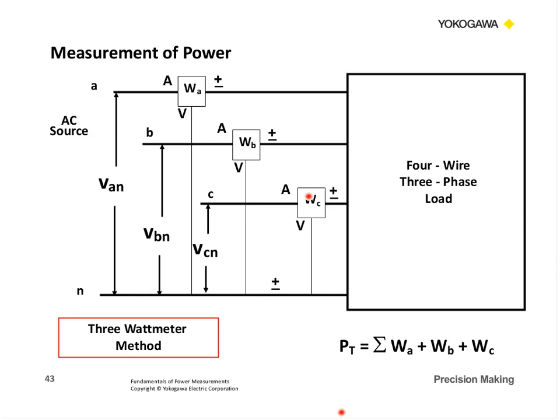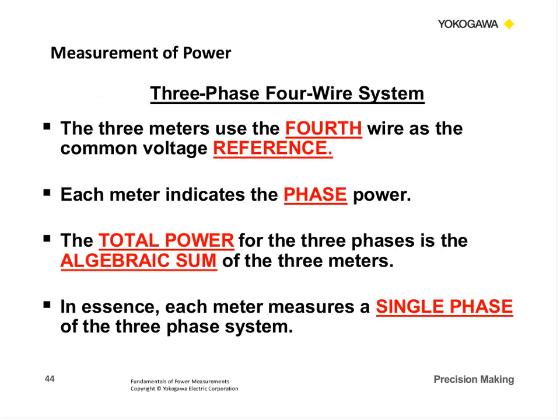Total power then is going to be just a simple summation of the 3 wattmeter measurements. This is our 3 wattmeter method. The 3 meters use the fourth wire as a common voltage reference. This is important. They're all referenced to the same point.